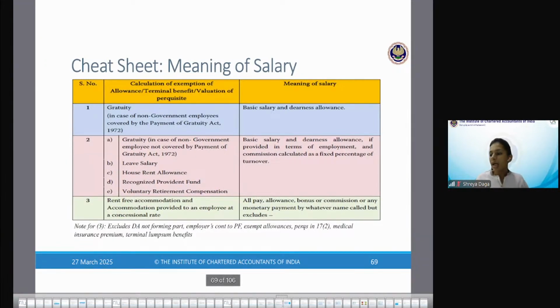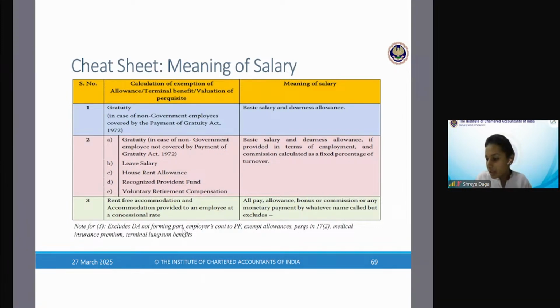Okay. Now for RFA and concessional accommodation, what is the meaning of salary? It is different. It is actually everything. All the pay, allowances, bonus, commission, monetary payments, DA forming part, commission, fixed percentage of turnover, whatever, everything is included. But it does not include DA not forming part. Again, income tax says my life, my rules. DA not forming part is not included. Employer's contribution to RPF, to any kind of PF is not included. Exempt allowances should anyway not form a part. Exempt allowances don't enter the computation, they don't form part of gross salary also. So they will anyway not form a part of meaning of salary.